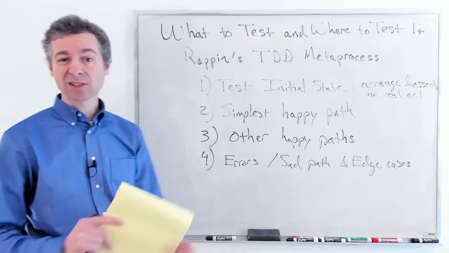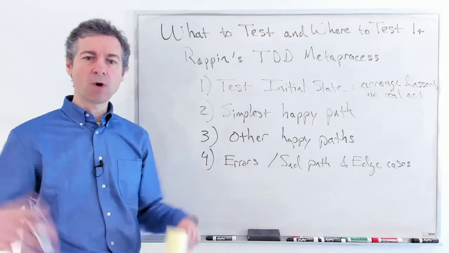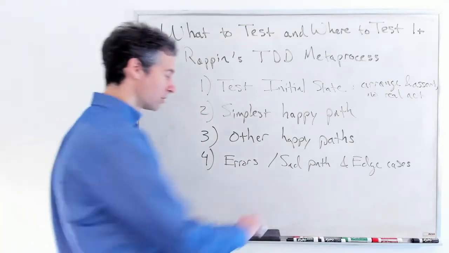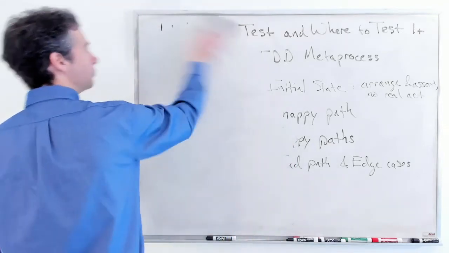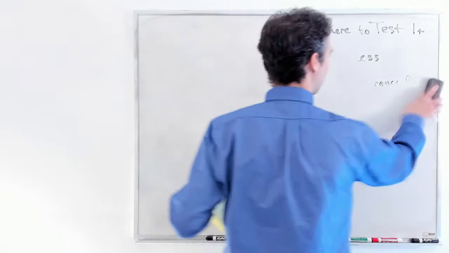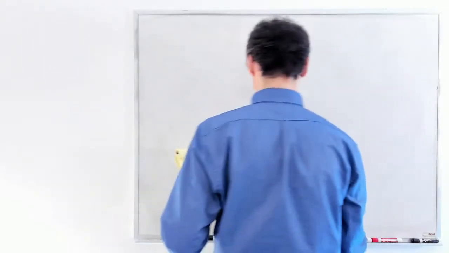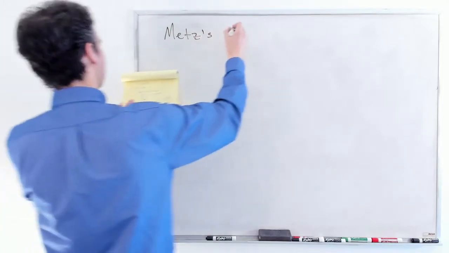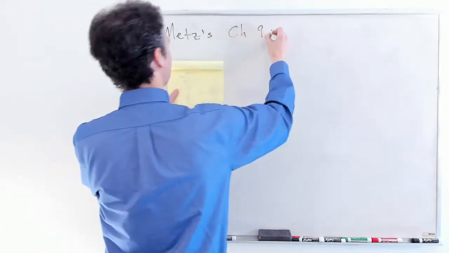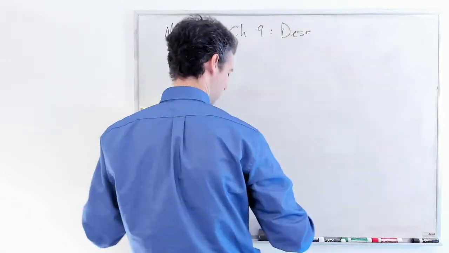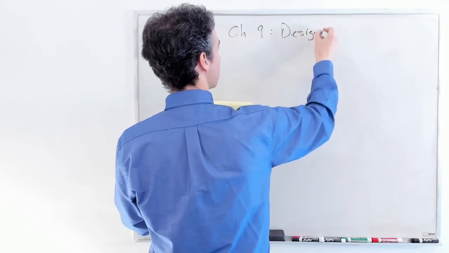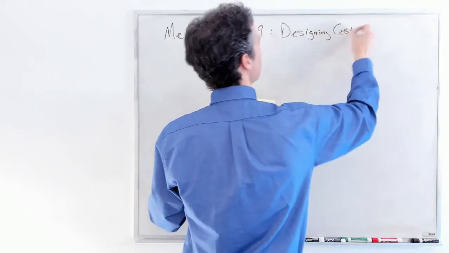And so that's his meta process. And if you're looking for an overall guidance to where to get going with test-driven development, I think this is a good way to proceed. Now, a lot of what we're going to talk about now is about Sandy Metz's chapter 9 in her book on object-oriented programming. And her chapter 9 is entitled Designing Cost-Effective Tests.